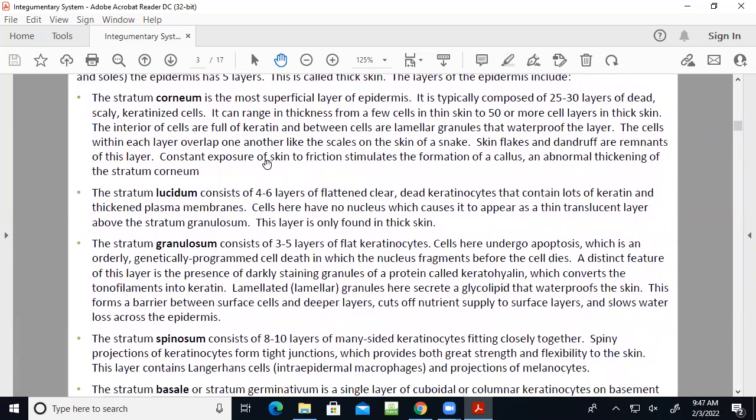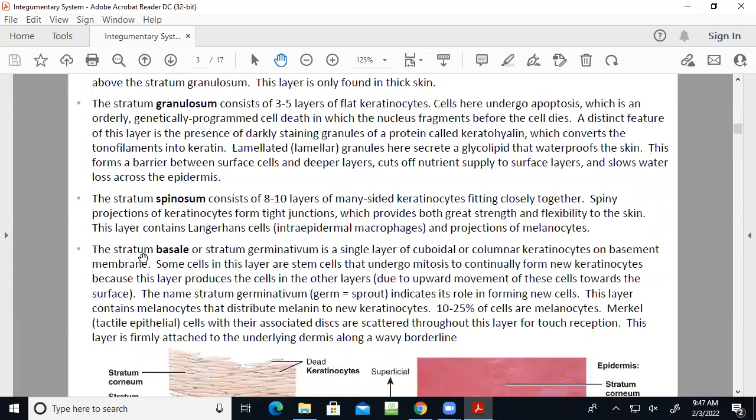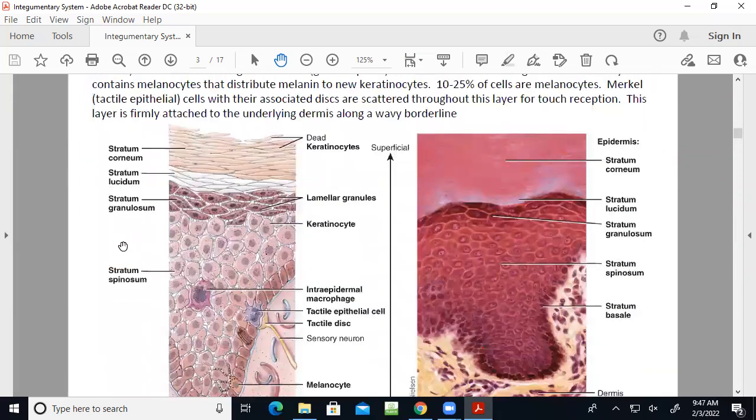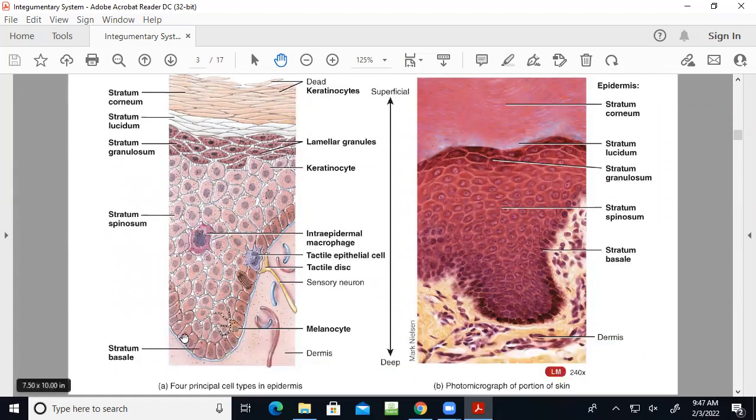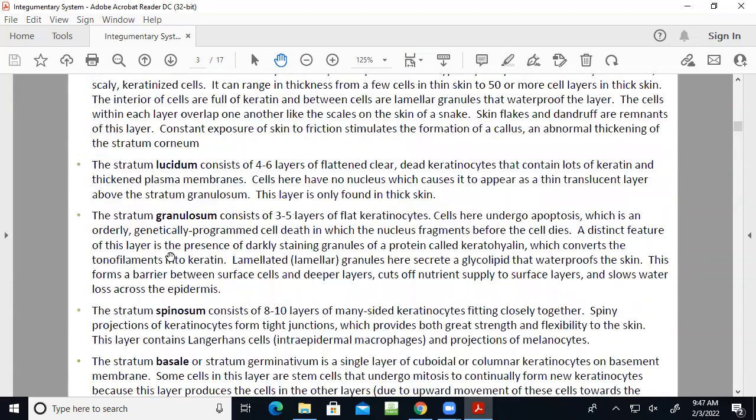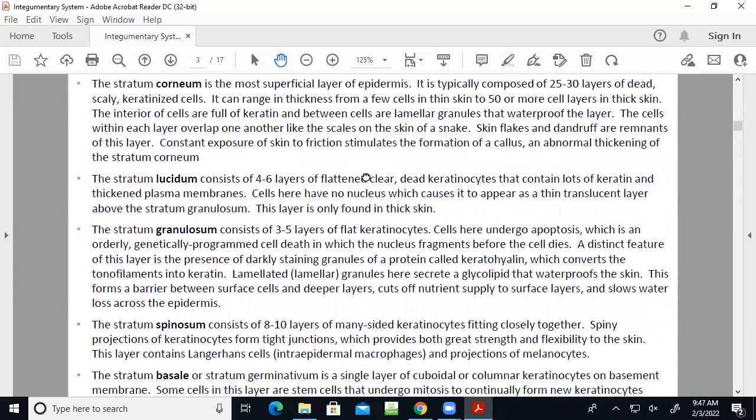We're going to start by talking about the most superficial layer, which is the corneum, and then we're going to work all the way to the deepest. If you remember, the term superficial means closest to the surface of the skin. Deepest is the most inside, which is the basale. Once again, the most superficial layer is the corneum.